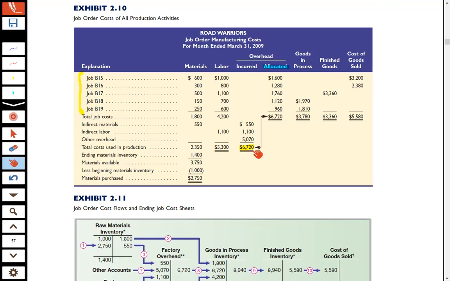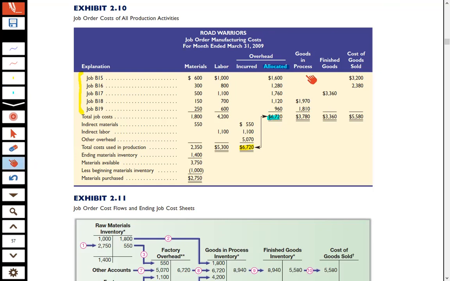So the 6720 is allocated in job B15 in the form of 1600, then 1280, 1760, 1120, and 960, and finally it will again become the total of 6720 of that overhead.